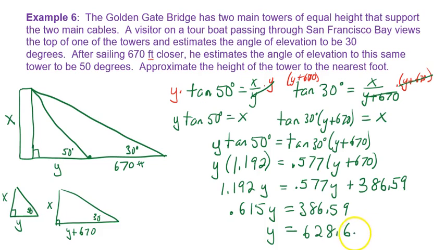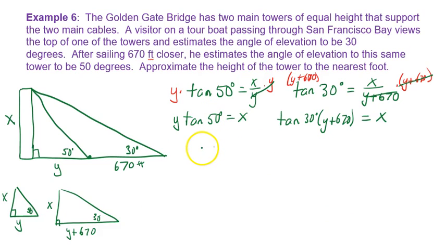628.6. Now the problem is most people stop here, but that's not answering the problem. You have to make sure, especially in these problems, that you answer what they're asking for. They were asking for the height of the tower, which is x. So now that I have y, I can go back to any of these equations up here and plug in. To me, this y tangent 50 is the easiest one, so I'm going to take that y that we just found and plug it in up here.